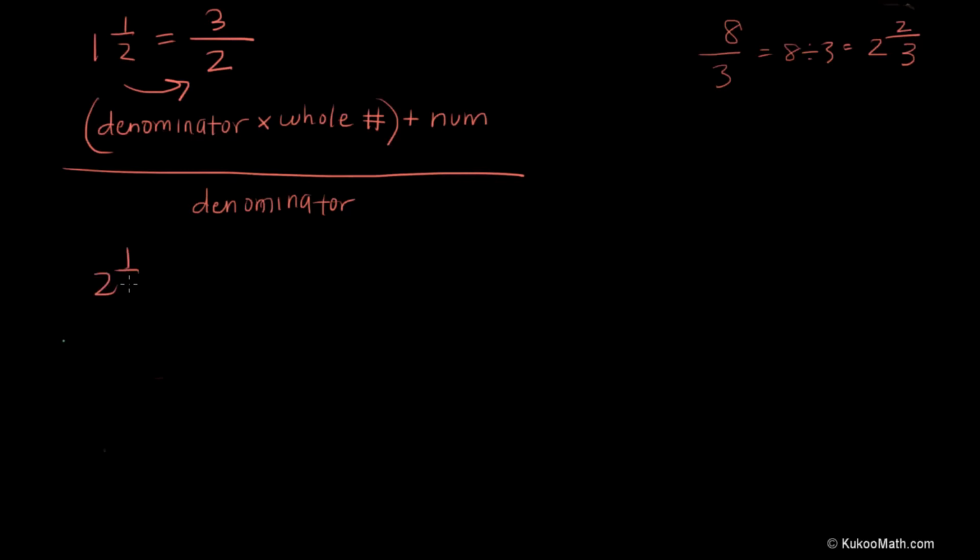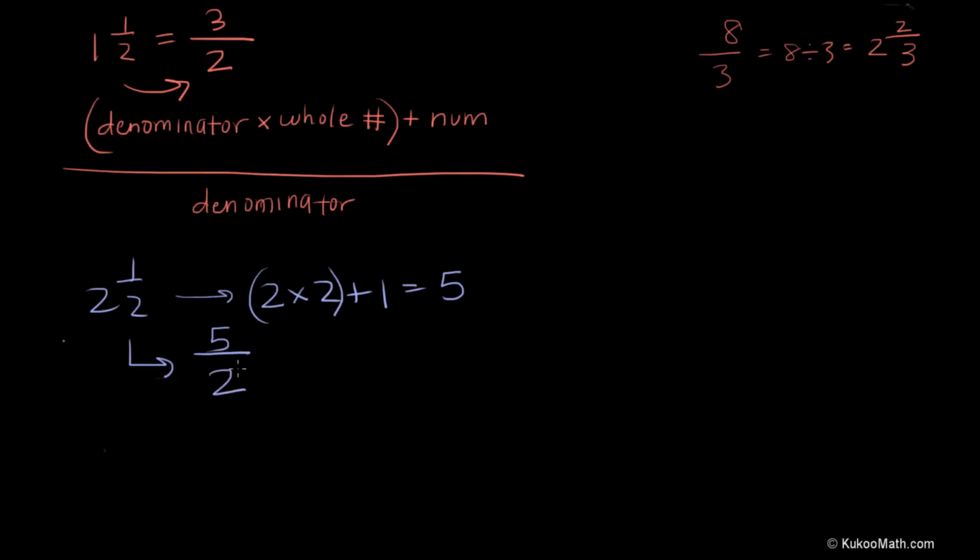Let's try 2 1/2. Or let me write that in a different color. Let's try converting 2 1/2. So the way we're going to do it is 2 times 2 plus 1, which equals 5. And so 5 is going to be our new numerator. So the way we would convert it is 5 over the original denominator, which is 2. And 5 halves is the same thing as 2 1/2, but in an improper form.